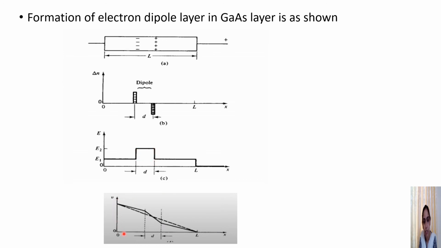And how will the velocity profile be? The velocity profile overall will be decreasing as it moves from the high mobility region to the low mobility region. In this dipole, as I told you, in one region we have very high mobility, and the electrons are getting transferred to the upper valley where the mobility is very low. So finally the velocity should decrease with respect to the distance L.